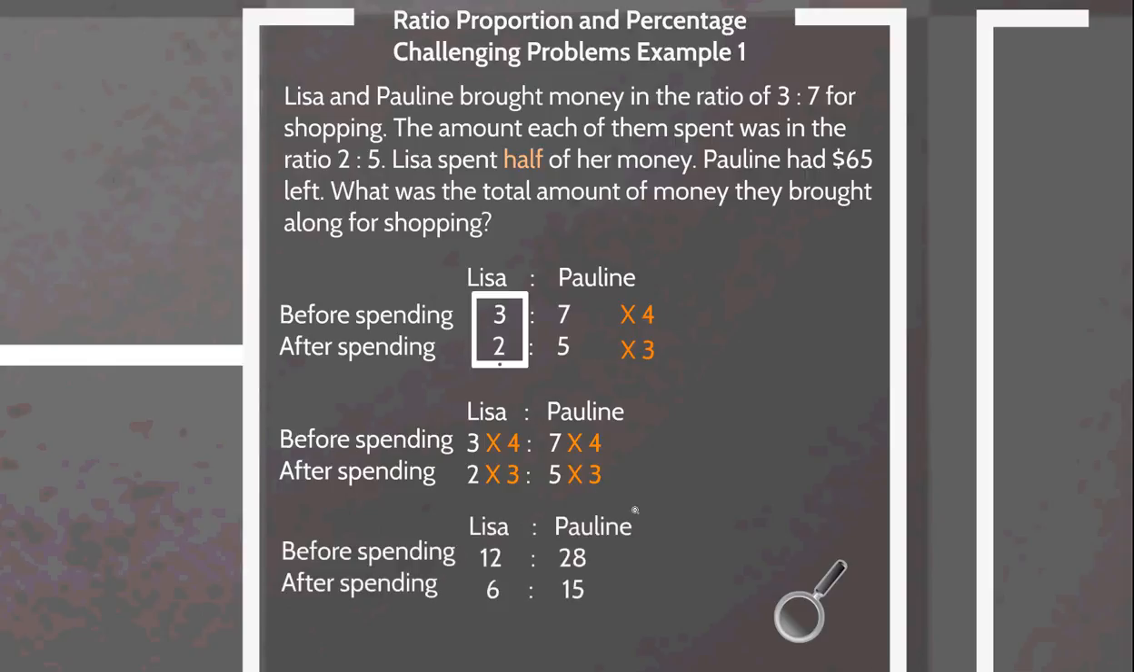The final ratio, the new ratio, will be before 12 is to 28, and after will be 6 to 15. So now at least when we observe Lisa's column, we get Lisa spent half of her money.